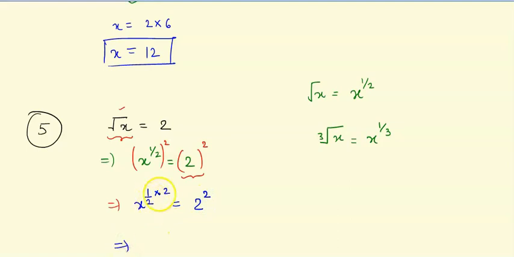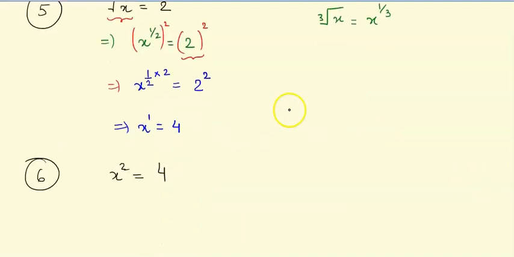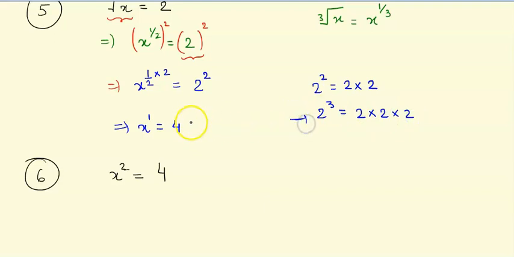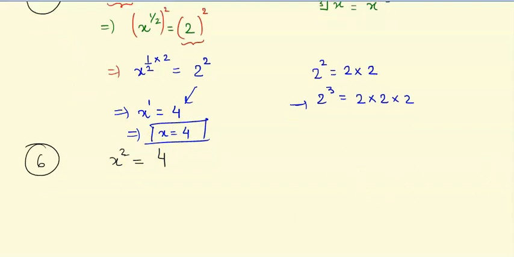So basically 2 divided by 2 is 1. So x to the power 1 is equal to 2 to the power 2. 2 to the power 2 means 2 taken 2 times, that is 2 into 2. If we have 2 to the power 3, we take 2 three times, that is 2 into 2 into 2. So we are multiplying it 2 times as the power is 2. So we got the value here, that x is equal to 4, right?